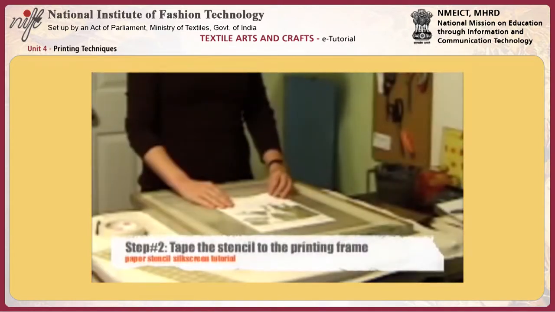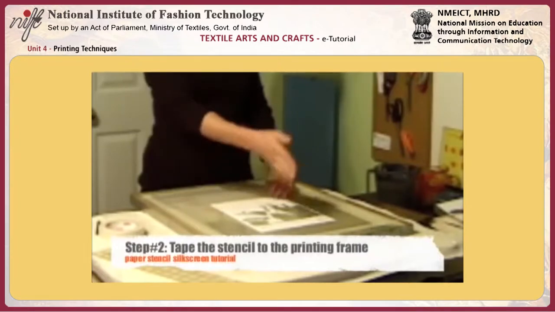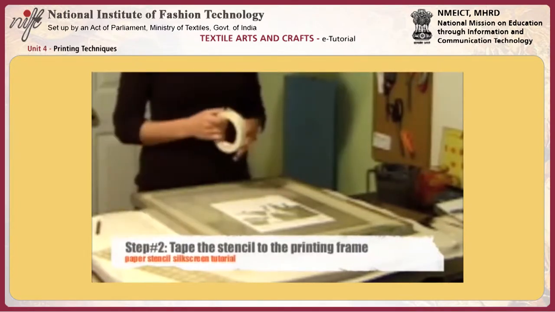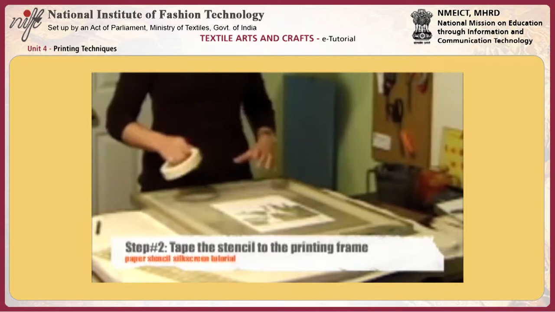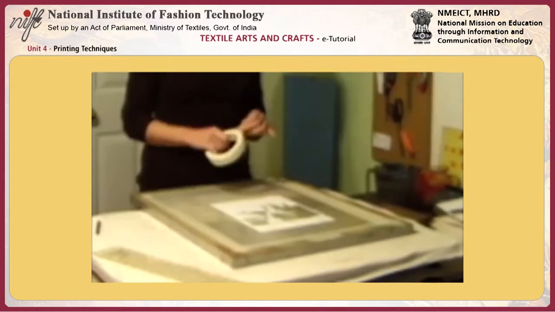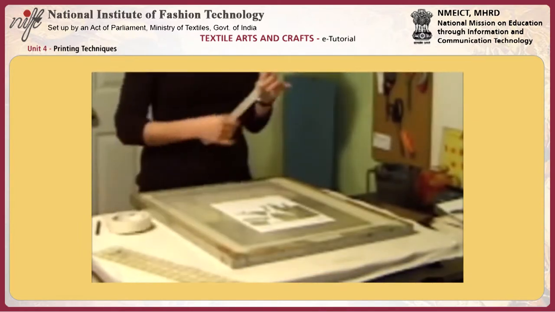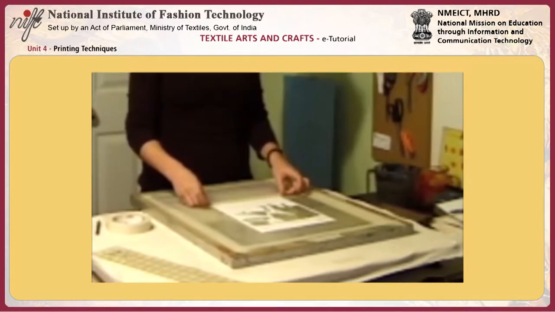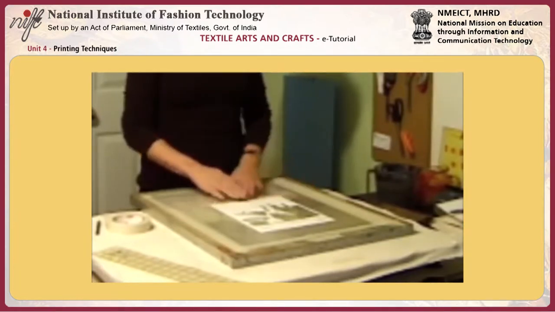You also want to center your screen, lining it up with the line on the back of the silkscreen. You want to leave a significant area at the bottom, at least 2-3 inches. This is the area we'll call the well.